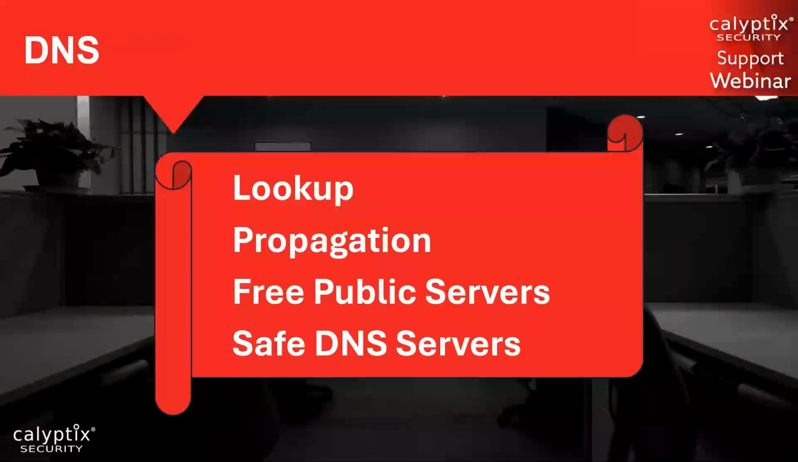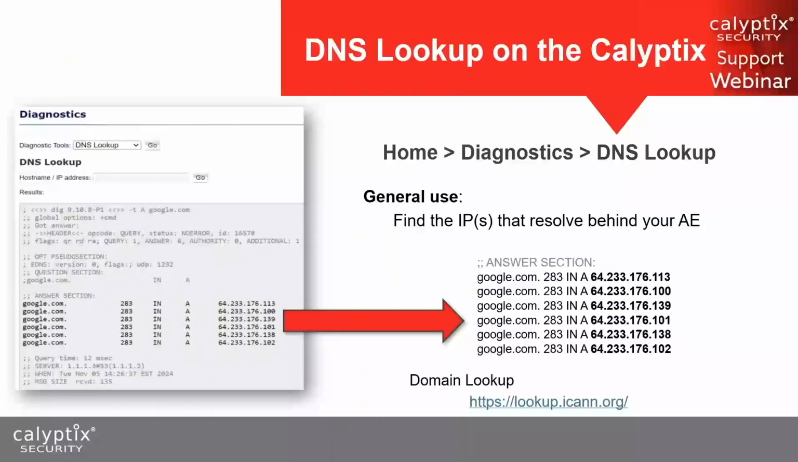So we're going to look at a little bit of DNS and some safe DNS servers and other things like that. So let's move on. The Calyptix has a really, really good DNS lookup. Under Home Diagnostics, you can go to the DNS lookup. I try my best to use this before I use outside DNS lookups. So one of the cool DNS lookups out there is lookup.icann.org. That one will give you all of the information if you're looking for different domain names and the IP addresses associated with them. But the Calyptix has that.